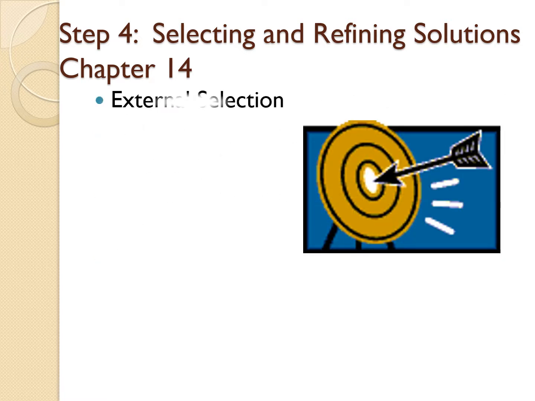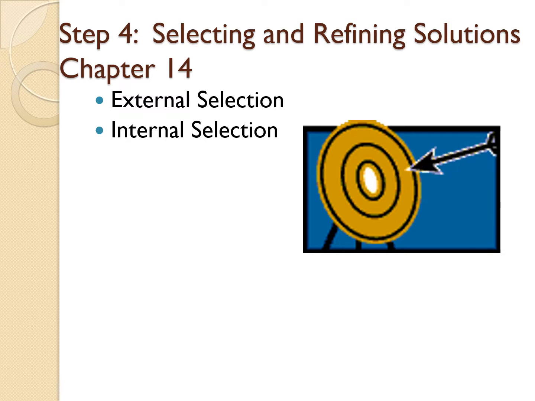So another thing to consider when we're selecting and refining solutions is the different advice given to us from different places. Internal selection is ideas within our group, and external selection is ideas from outside of our group. So just say if there was a team of 5 people working on a specific problem, internal would be ideas from those 5 people. External would be ideas from anyone outside that.